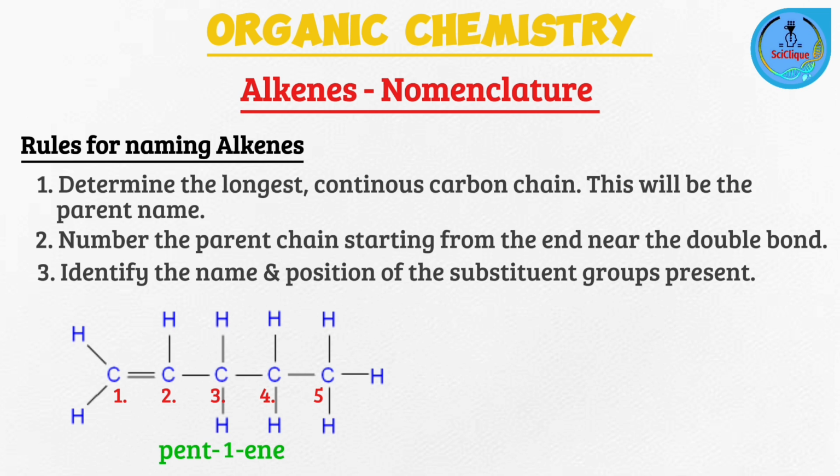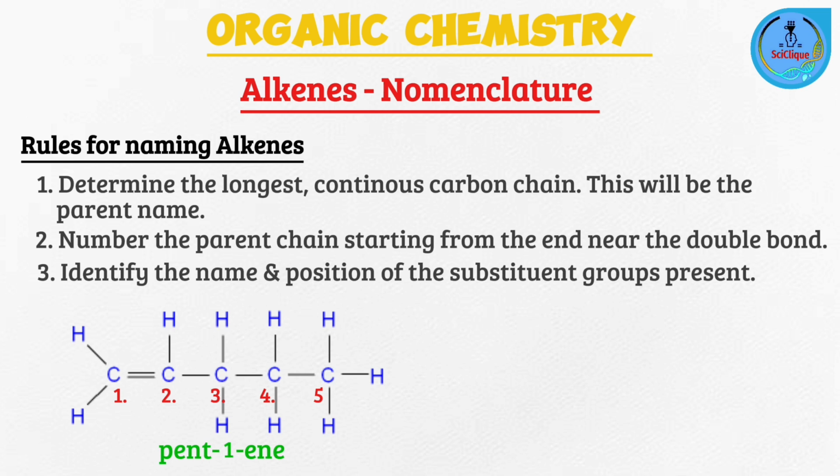Okay? So pent, we have 5 carbon atoms in our continuous carbon chain. Ene, because we have a double bond. And 1, because this particular double bond is located on the first carbon atom. Now, when writing the name, we are going to separate the name from the number using hyphens as such. So we're separating the name from the number by the use of hyphens.